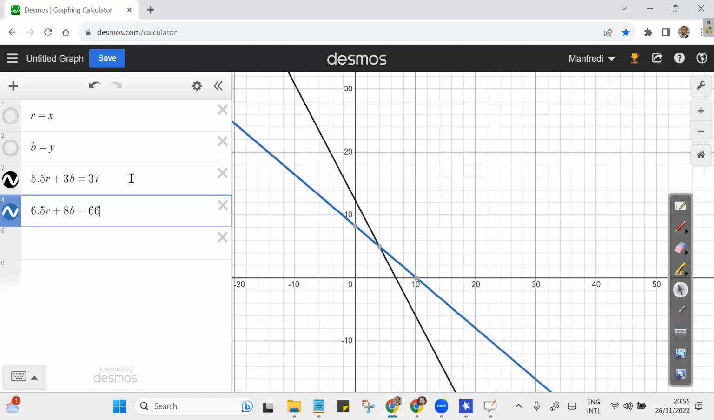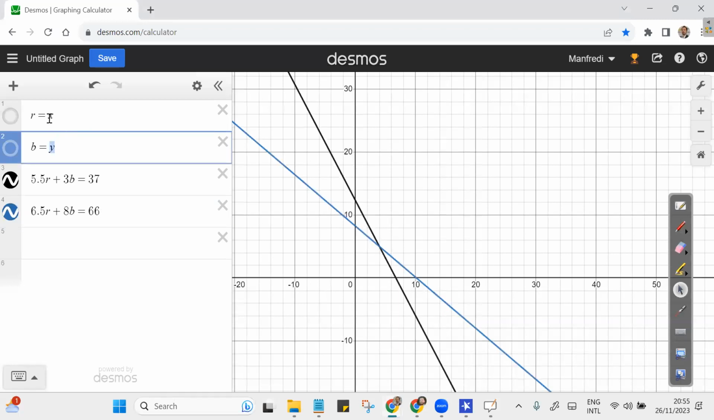At the end of the day, we were solving a system of two equations. The equations have two variables. Whenever we have two variables, they can represent two lines. Indeed, as you can see here, what I've done in Desmos is represent R as the value of X and B as the value of Y. It doesn't matter if you do the switcheroo. You will find in both cases the same values, okay? The important thing is that you know which one is R and which one is B.